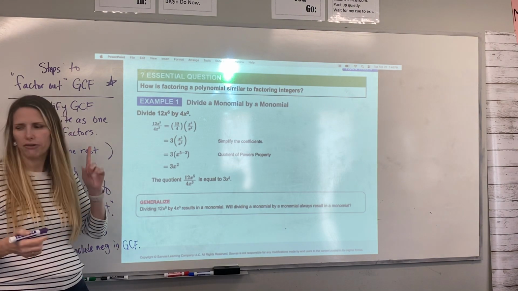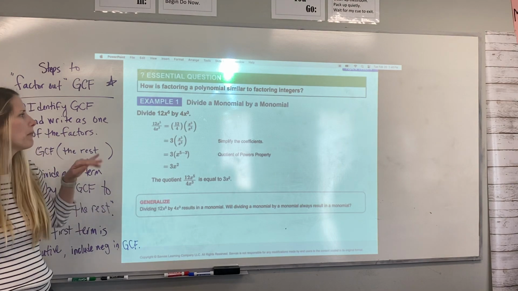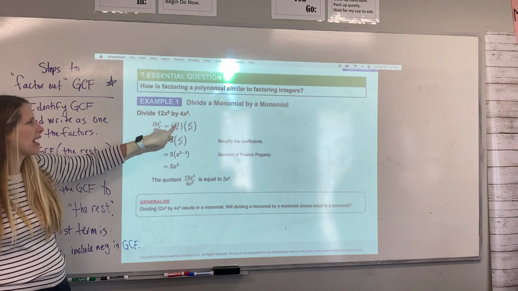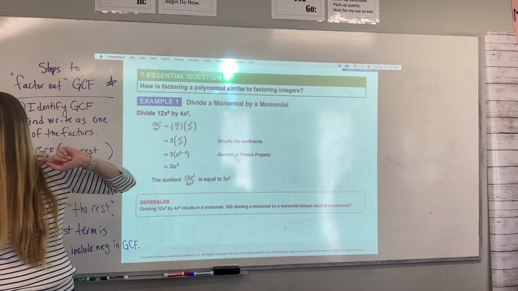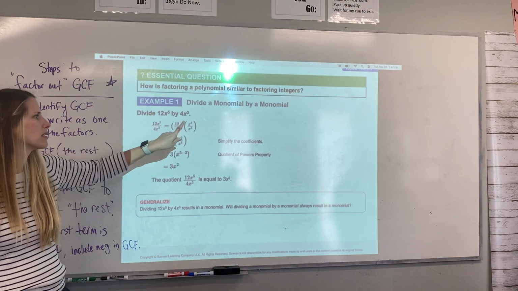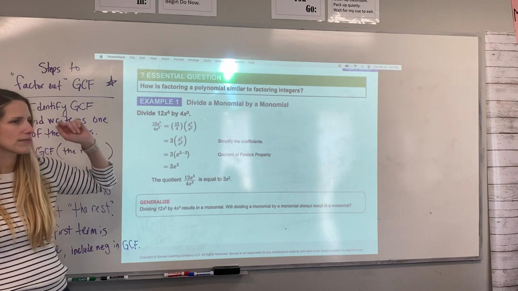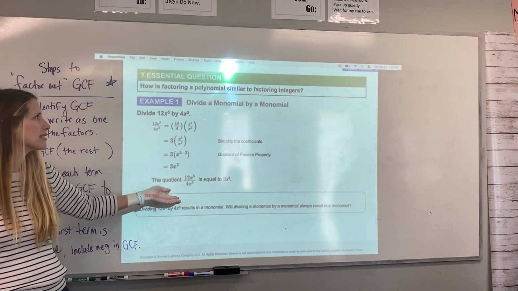Okay, so on Friday we talked about dividing a monomial by a monomial. We simply divided our coefficients first, our variables next. What was the rule for dividing variables? What do you do with the exponents? Subtract them, nice and simple.